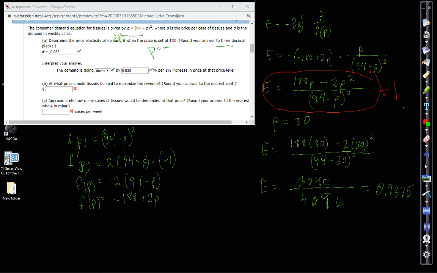If you still have questions, post it in the discussion forum, and either Travis or I will get back with you. Okay. Then once you've got this value, you'll solve for P, the best price. Then you plug the P right up into here. Subtract 94 from P, 94 minus P, square it, and you'll have your number of cases of tissue. All right. Thanks.